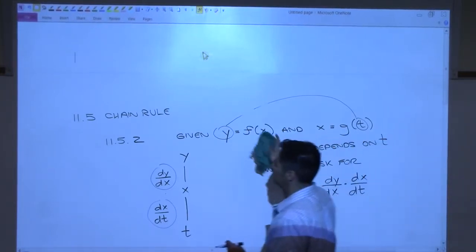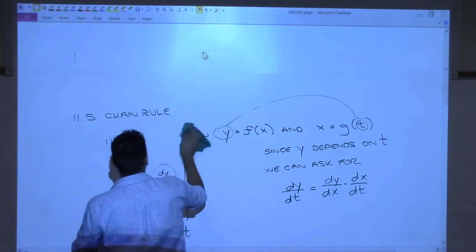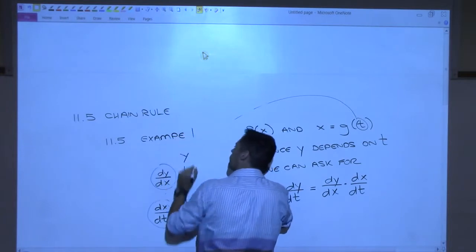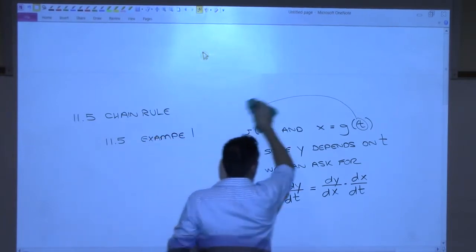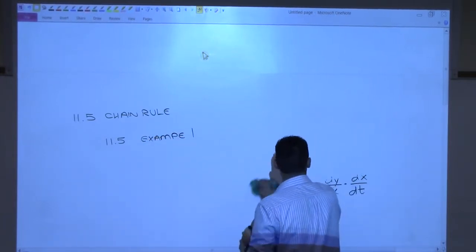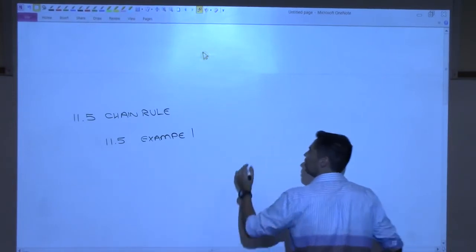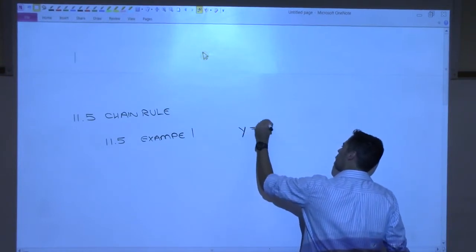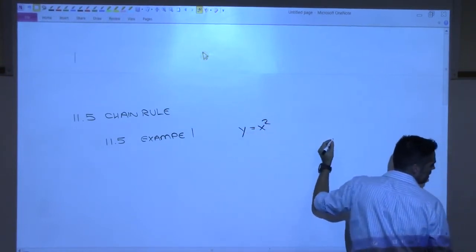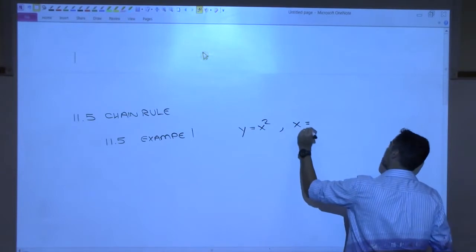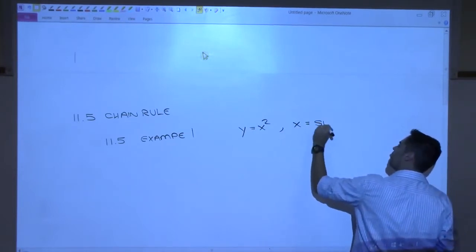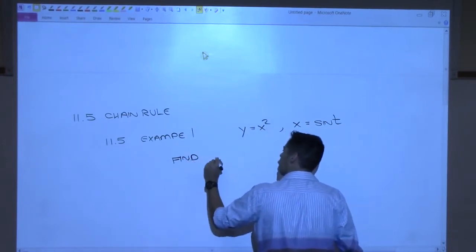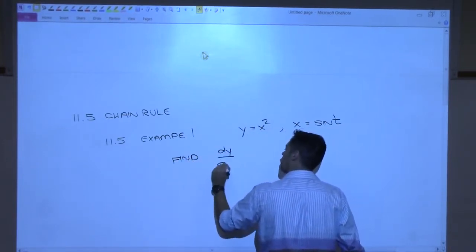We'll call this 11.5, Example 1. There's nothing new here, okay, yet. It's just a different sort of notation. Let's say y is equal to x squared, and let's say that x is sine of t. Find dy/dt.